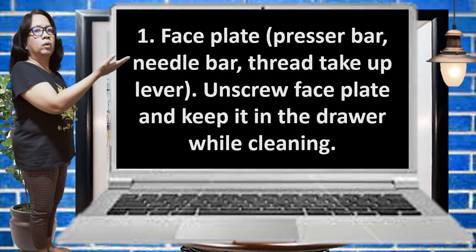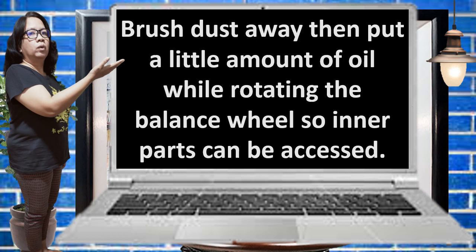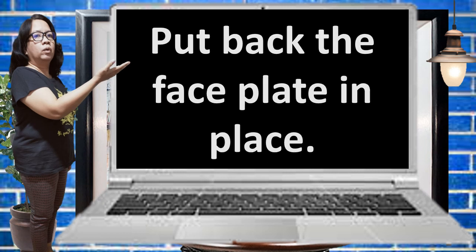Number 1 is faceplate. Before removing the faceplate, make sure to lift the presser bar, needle bar, thread take-up lever. Using your screwdriver, unscrew faceplate and keep it in the drawer while cleaning. Brush dust away, then put a little amount of oil while rotating the balance wheel so inner parts can be accessed. Put back the faceplate in place.